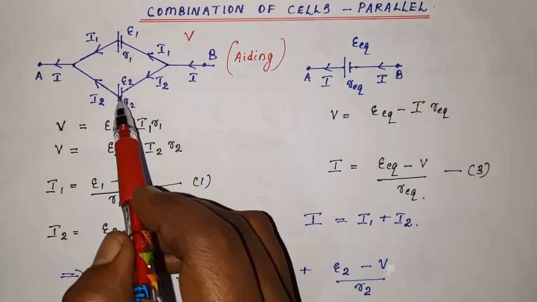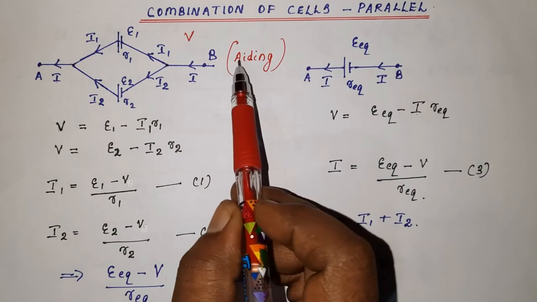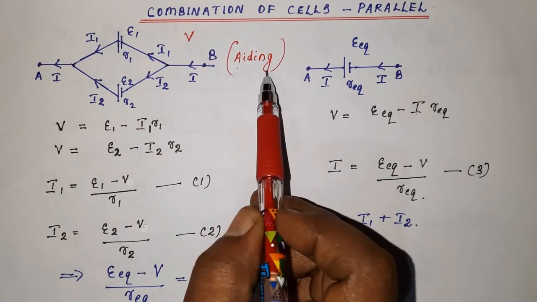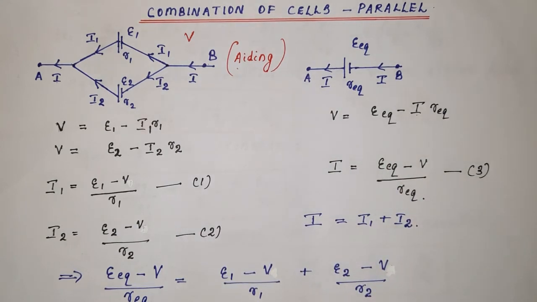Here the two cells are connected positive to positive, negative to negative. The cells are said to be aiding each other. They are connected in parallel, aiding each other. So in that case, these two are the equations.